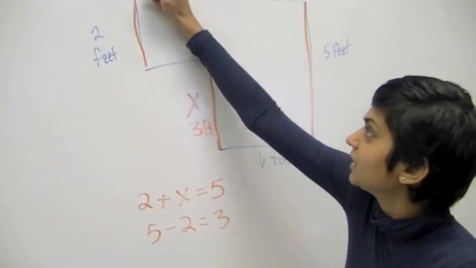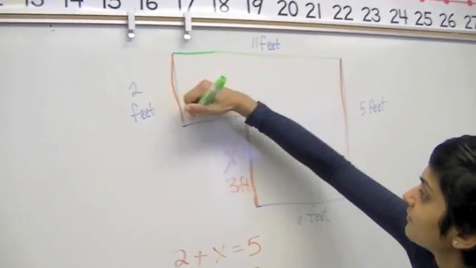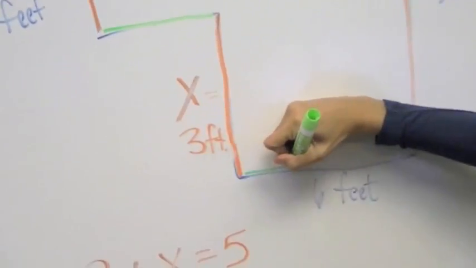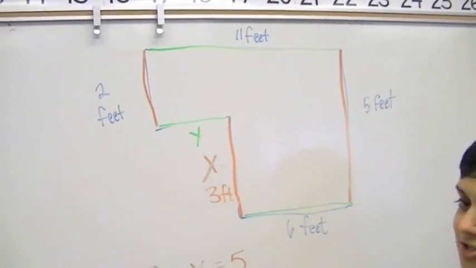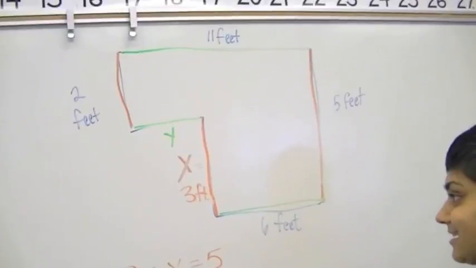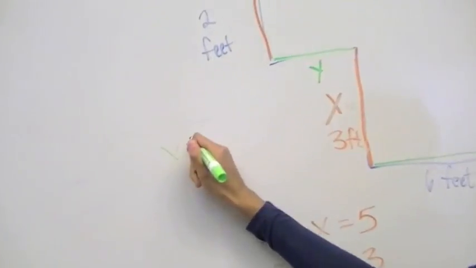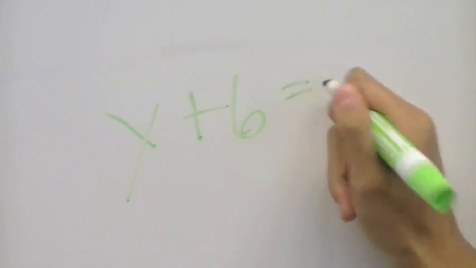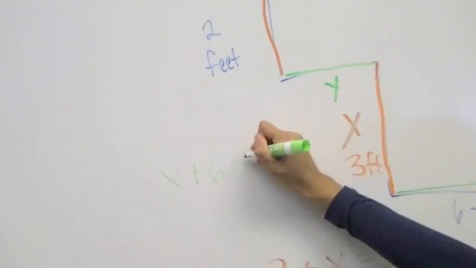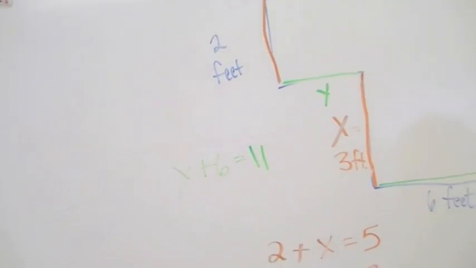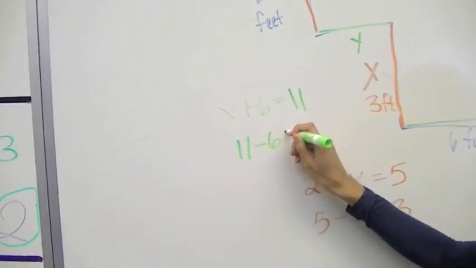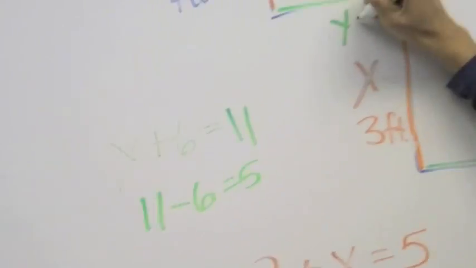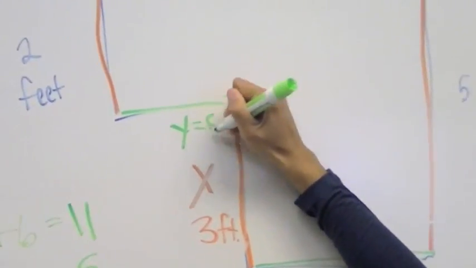Okay, we have 3 horizontal lines to help us figure out what the length is of this missing side. The longest side is 11. This side is y, it's a mystery right now, and this side is 6. Y plus 6 equals the length of the longest side, which is 11 feet. I can use a fact family to determine what y is. 11 minus 6 equals 5. So it means that y equals 5 feet.